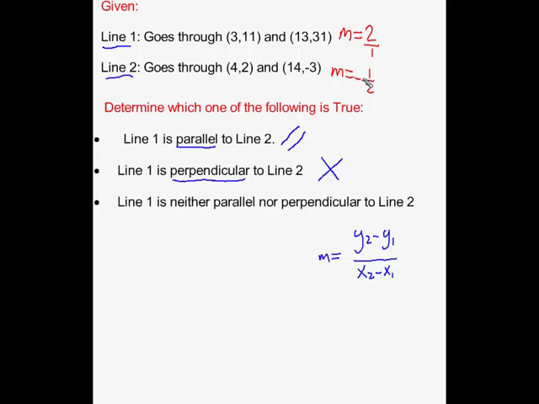So if the slopes are the same, we'll say they're parallel. If the slopes are negative reciprocals of each other, they are perpendicular. If neither of those 2 cases happen, then we'll say that line 1 is neither parallel nor perpendicular, meaning their graphs might just do something like this.